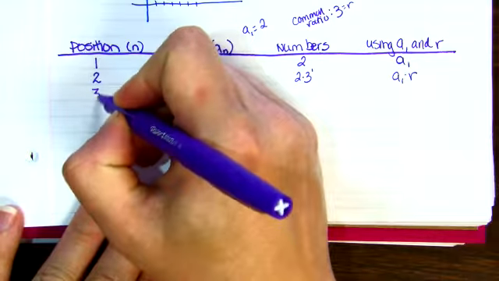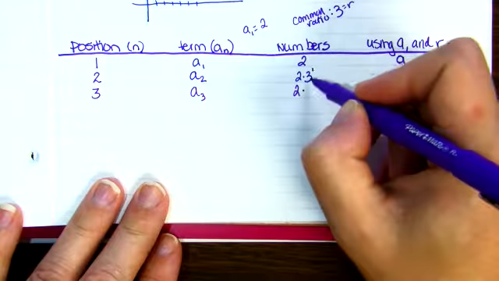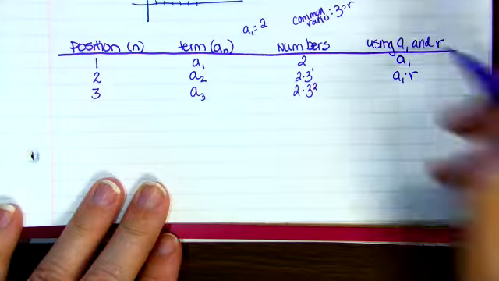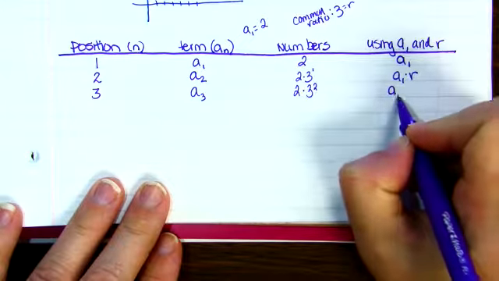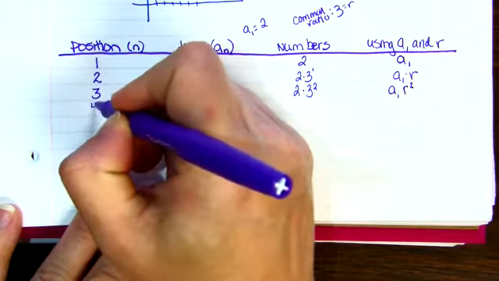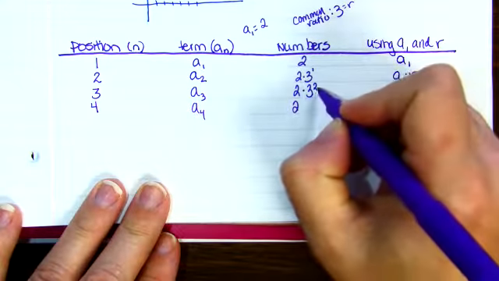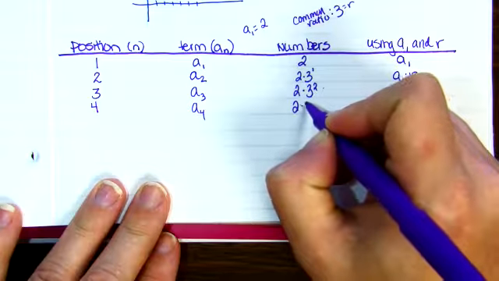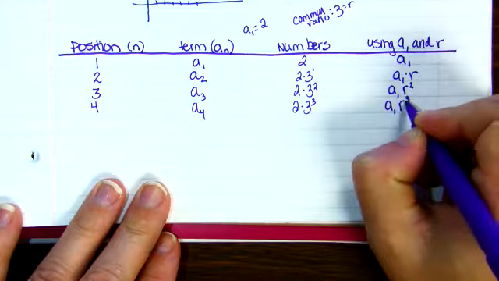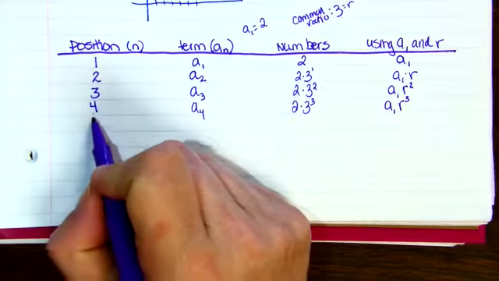For my third position, that would be term 3. This would be 2 times 3 times 3 again, or 2 times 3 squared. Or another way of saying that would be our first term times our common ratio squared. Our fourth term would be a sub 4. That would be multiplying by 3 again, so this would be 2 times 3 cubed, or my first term times my common ratio cubed.